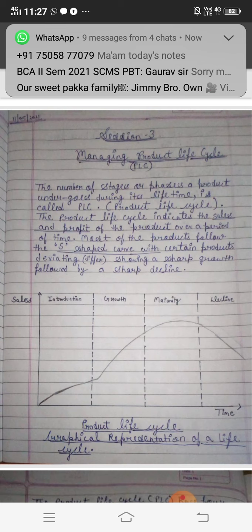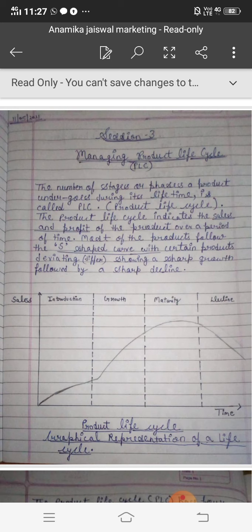Most of the products follow an S-shaped curve. It is important to note down S. As we know how to make S, when we make S, it shows sharp growth, similarly sharp decline. So most of the products follow the S-shaped curve, with certain products deviating, meaning differentiation, showing a sharp growth followed by a sharp decline. So what is PLC? PLC means the number of stages or phases in a product.